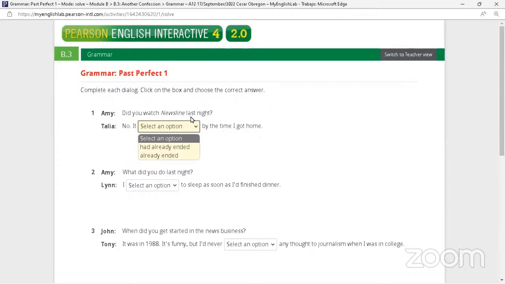Sorry, I lost you a little bit for internet. Which one? The first, had already ended by the time I got home.